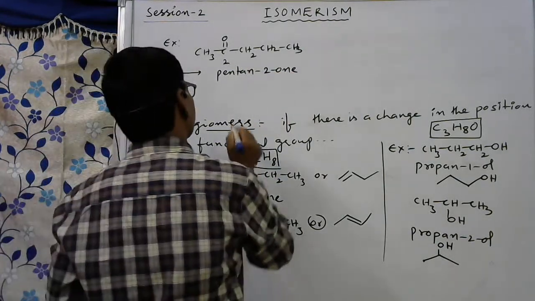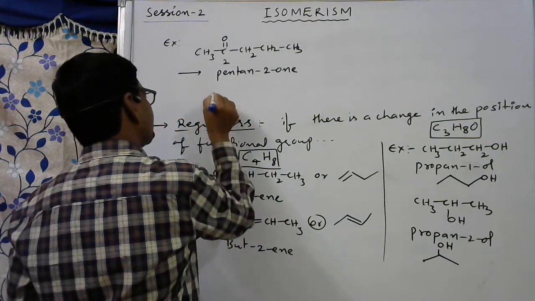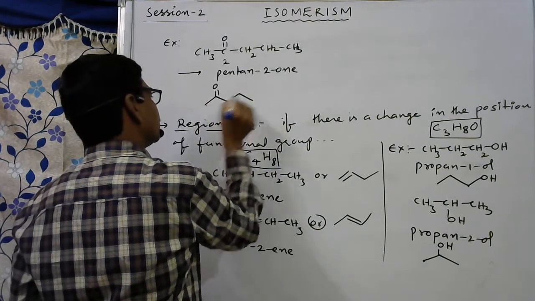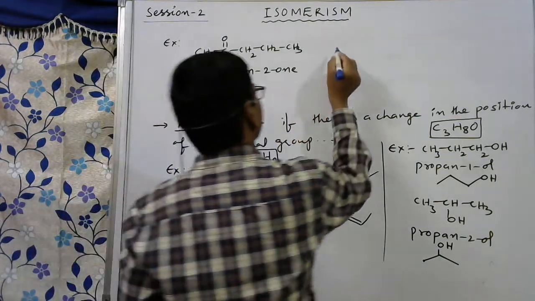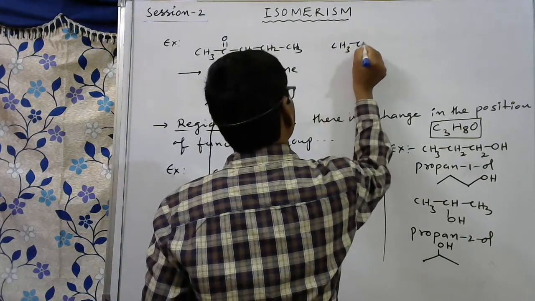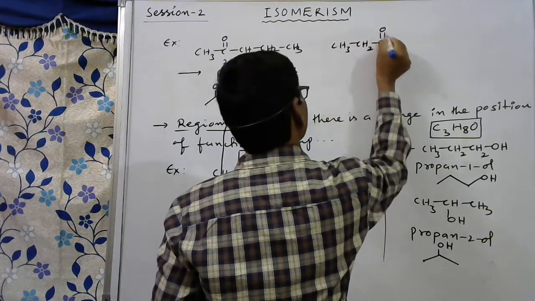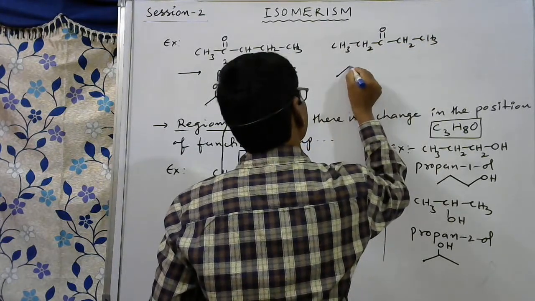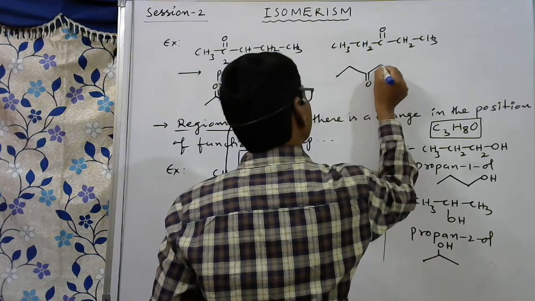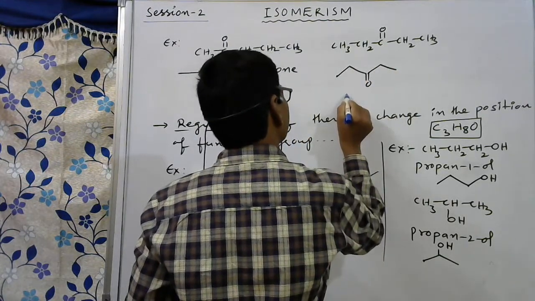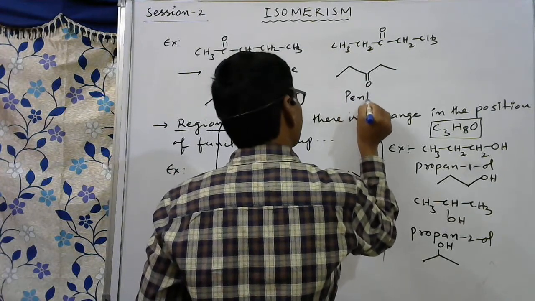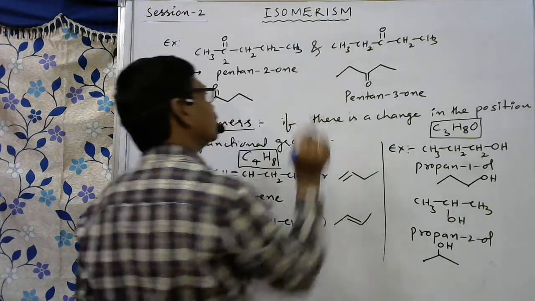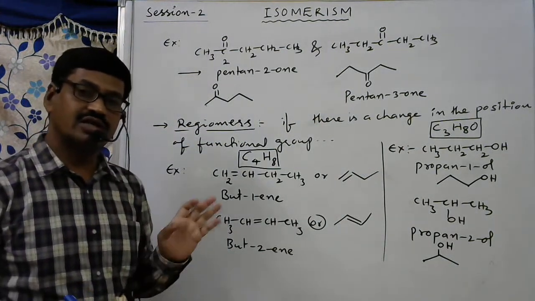For the same, I am writing a line diagram here like this: double bond O, CH3, C double bond O, CH2, CH2, CH3. Then for the same we can write CH3, then CH2, here C double bond O, then CH2, CH3. This is 3-pentanone, otherwise pentan-3-one. So these two are position isomers, otherwise these two are regioisomers.